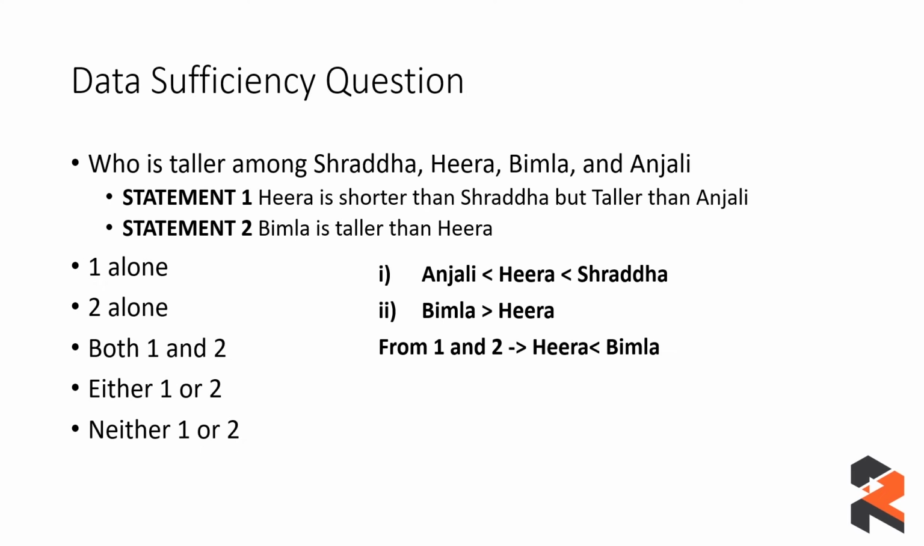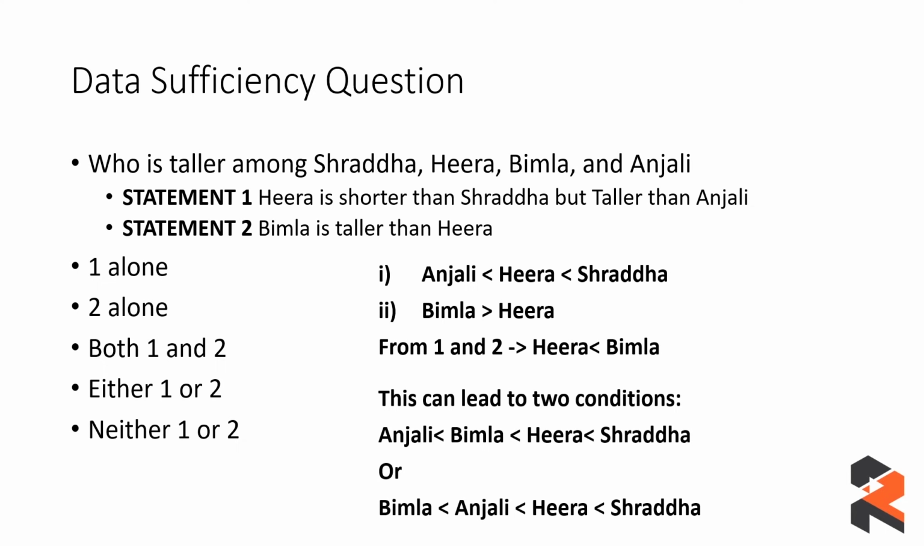The reason is that there can be two different conditions. First, the order can be either Anjali, then Bimla, then Hira, then Shraddha, or the second can be Bimla, then Anjali, then Hira, and then Shraddha. So the question does not provide you enough data to answer this query. So your answer in this case will be that neither 1 nor 2 is sufficient to answer this question. So I hope you got to understand what type of questions are being asked in the exam.